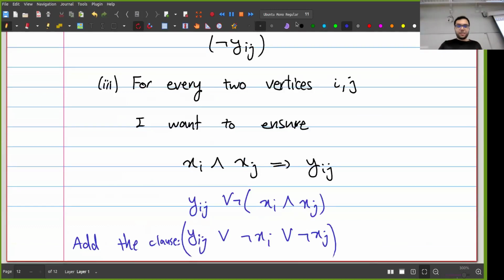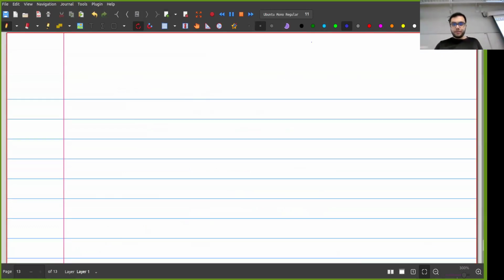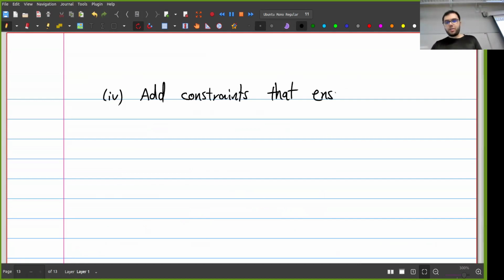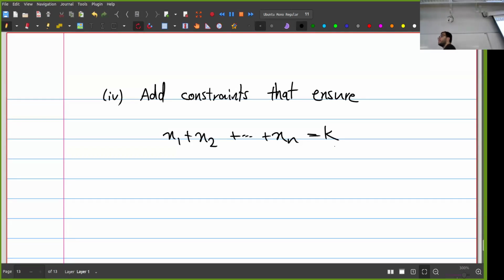So this is the last part, part 4. I want to add constraints that ensure x1 plus x2 and so on to xn is k, because this is the number of vertices that I'm taking into my clique. But again, this is not CNF. You don't have sum in CNF. How can you do this? How can you have addition?